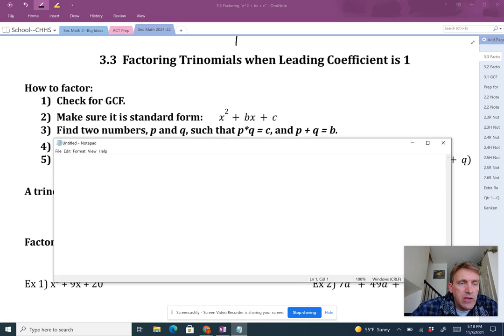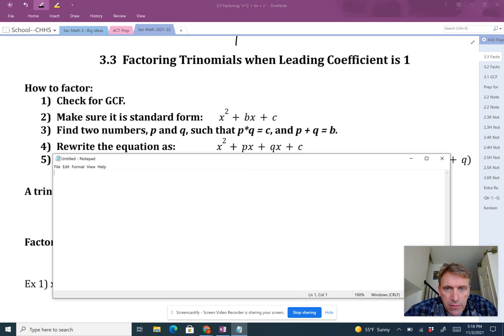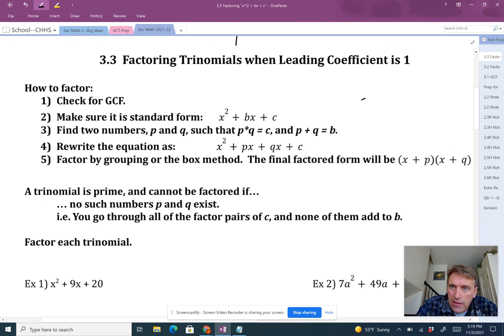All right. 3, you're going to look for two numbers. We're going to call them P and Q, but they're just two numbers such that P times Q, the product of the two numbers, is C, and P plus Q is B. So you're looking for two numbers that multiply to give you the last term, C, and that when you add them together, you get that middle term, B. And once we've got those, you're going to rewrite the equation as x squared plus px plus qx plus c, because you remember that p plus q equals b, so px plus qx equals bx.